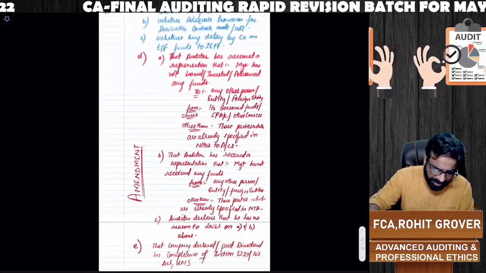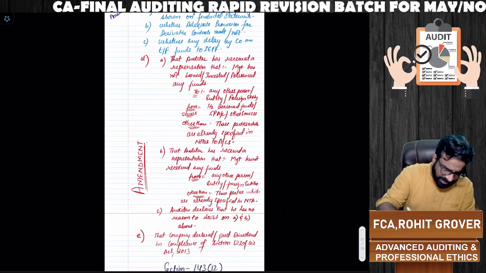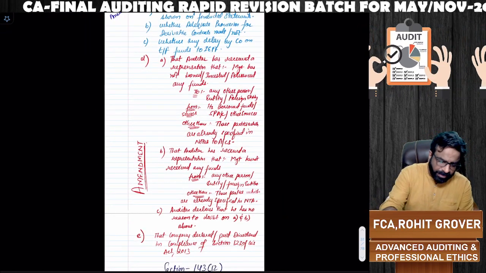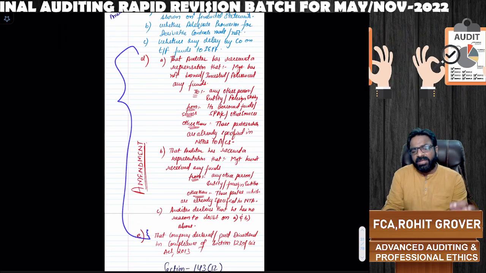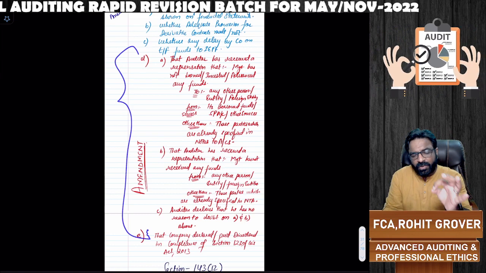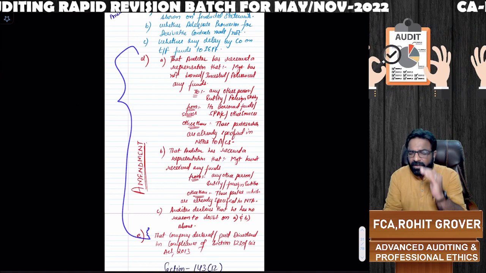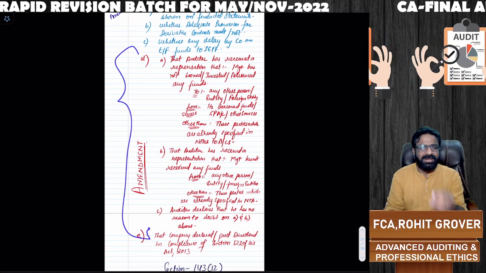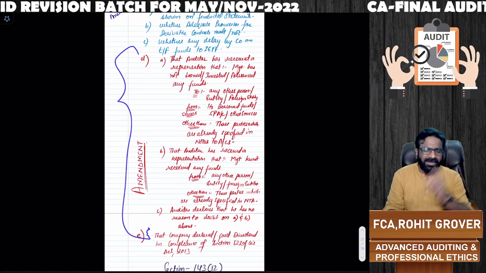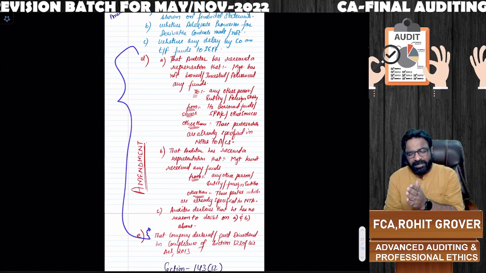So this is the amendment which has been recently added by the ICA in Section 143, subsection 3, clause J. Under clause J, points A, B and C were already there. Clause D has been added and clause E has been added. In clause D, 3 points have been added.